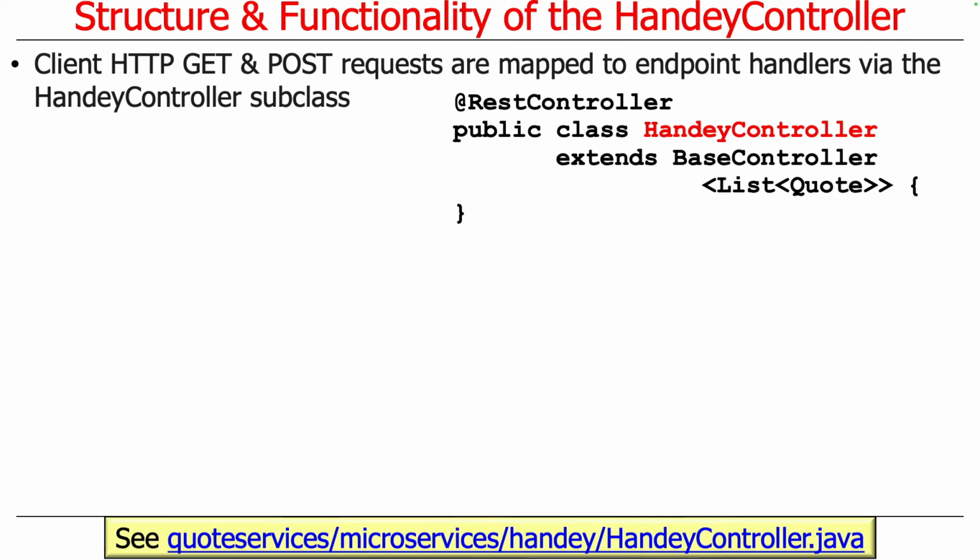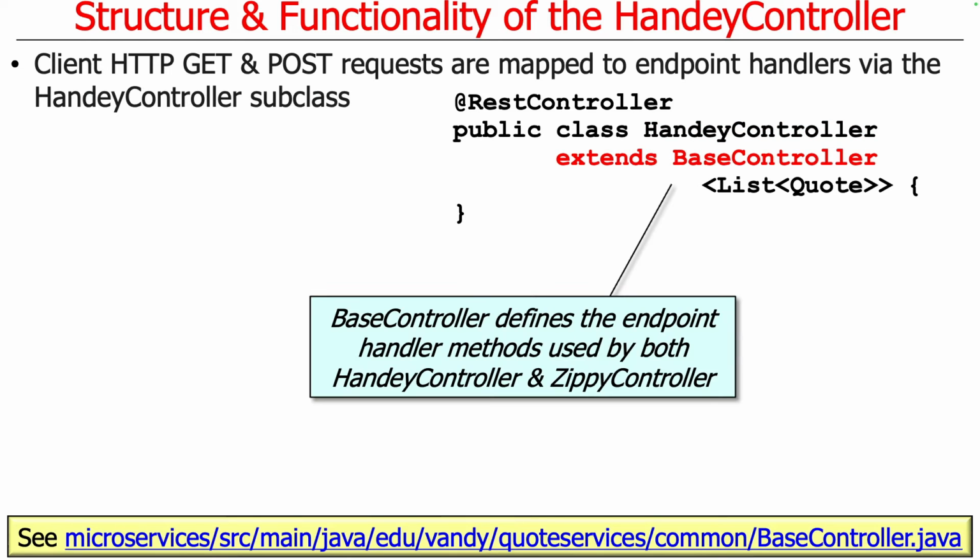Let's now talk about the controller. The controller is ridiculously simple because we've factored almost everything into the superclass, the base controller. So the Handey controller is going to receive the get and post requests, and then they'll be automatically mapped into the things defined in the base controller. And then those are, as you may recall, going to forward to the base service, which will be the Handey service in this case, of course. And we'll see how that works when we take a look at the Handey service momentarily.